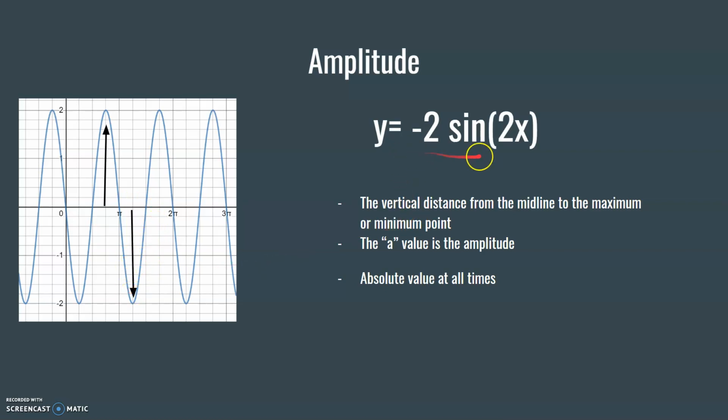But looking at the equation itself, we look at the a value, which is negative 2. So we take the absolute value of negative 2, and that is equal to 2. We wouldn't look at the sign because it would just change the whole function of the graph.